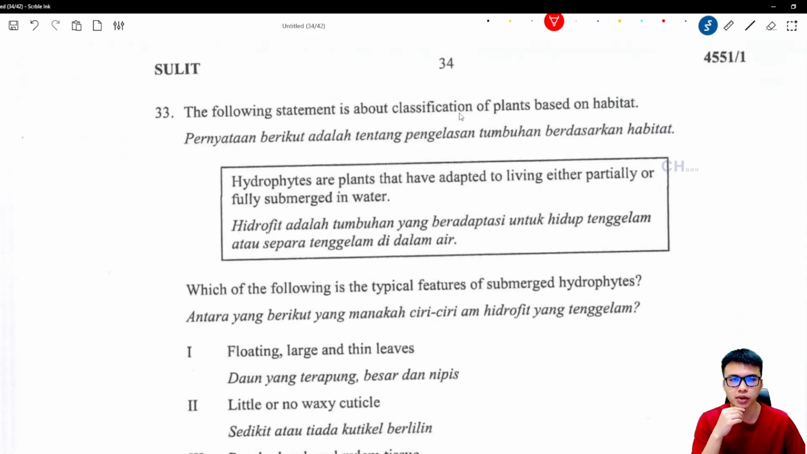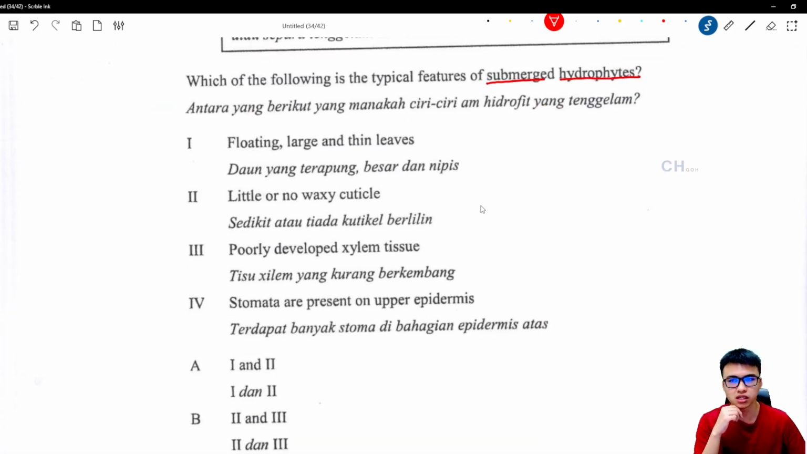The following statements are about classification of plants based on their habitats. Hydrophytes. Phytes means habitats, hydro means water. The plants that live in the water or on the water. The question here is talking about the submerged hydrophytes. That means they are living in the water. Now, when they are living in the water, definitely they are not going to float, right? They want to live in the water. They are not going to float.